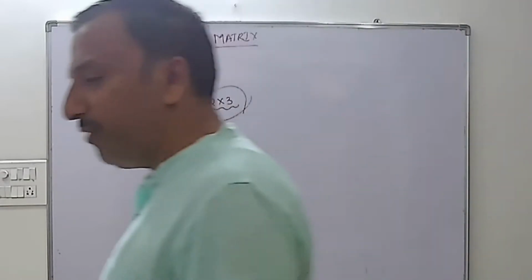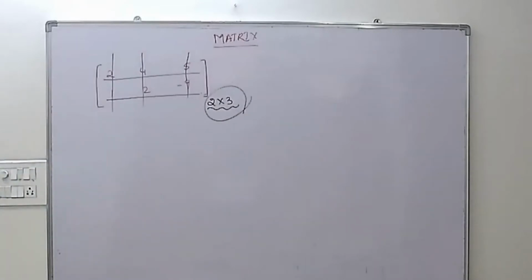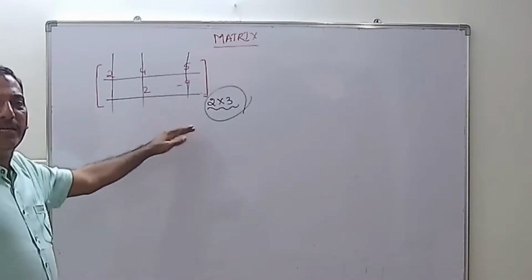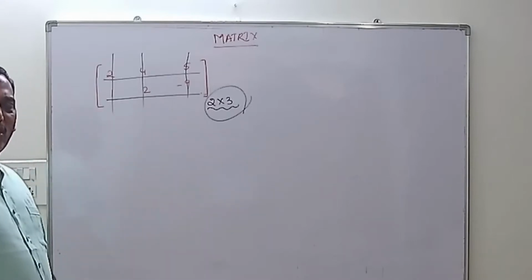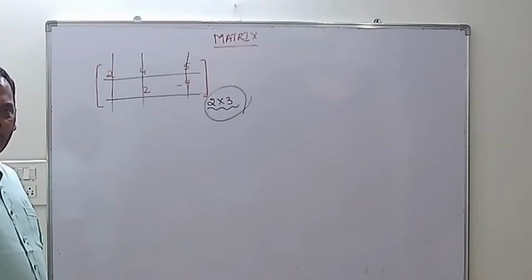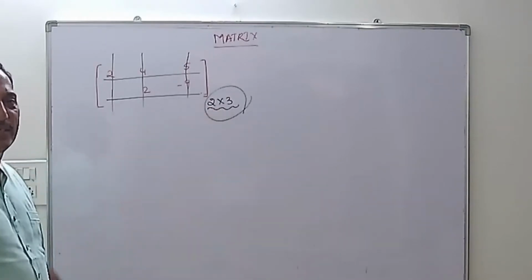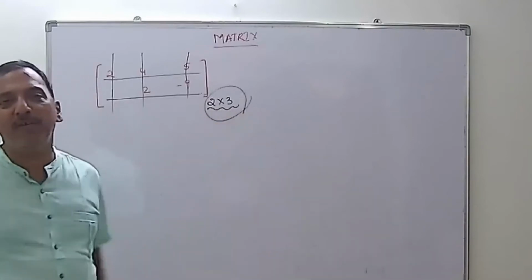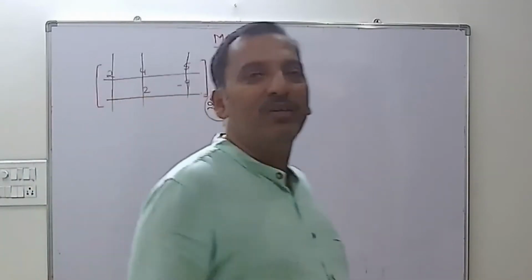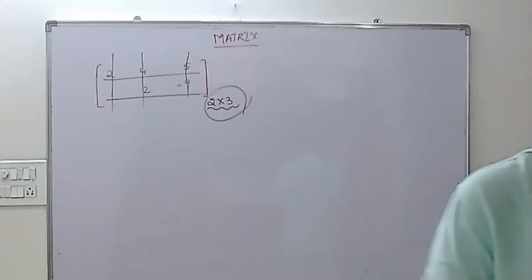What is the definition of a matrix? The arrangement of the elements in the horizontal and vertical lines. Horizontal lines are called rows and the vertical lines are called columns. The order of the matrix means the number of rows and columns present in the matrix. The total number of elements is the number of rows into the number of columns.